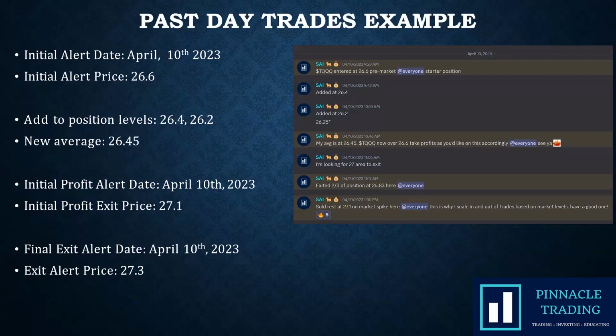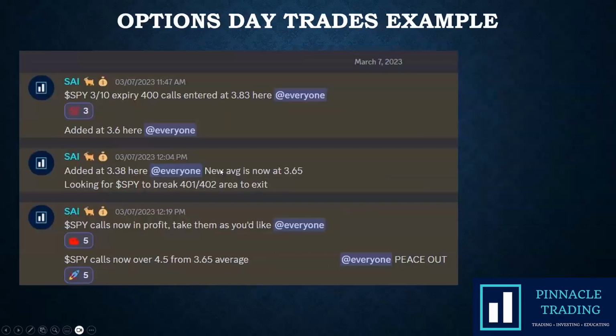And then I say I exited 2/3 of the position at 26.83. So we traded this from about 26.5 to about 26.83. And then it went over 27.1, and then I sold the rest of the position. So that's why I say I scale in and out of the trades. And that's it. We took a nice day trade, and that's it for the day. So any questions on that, please feel free to go ahead and post that in the chat.